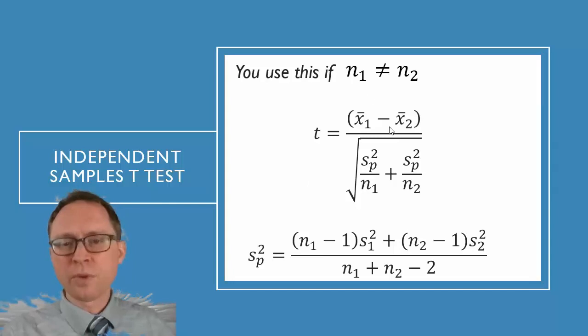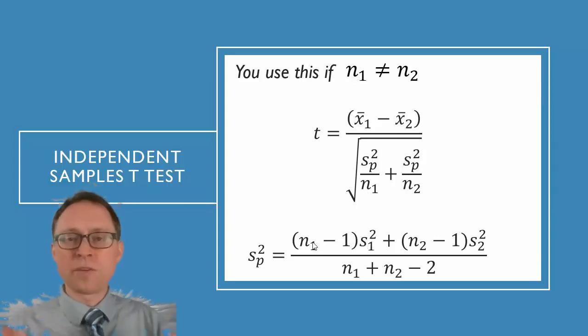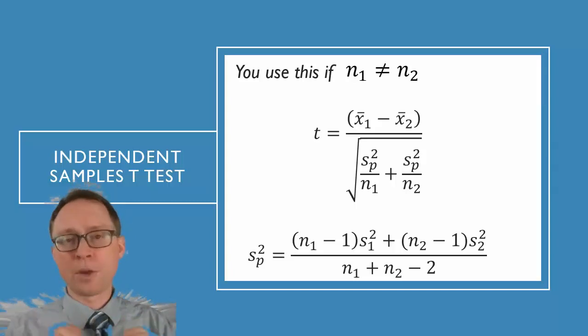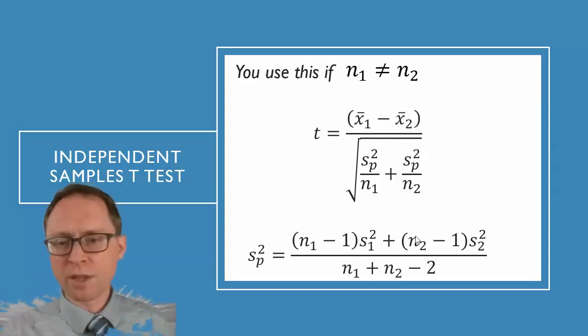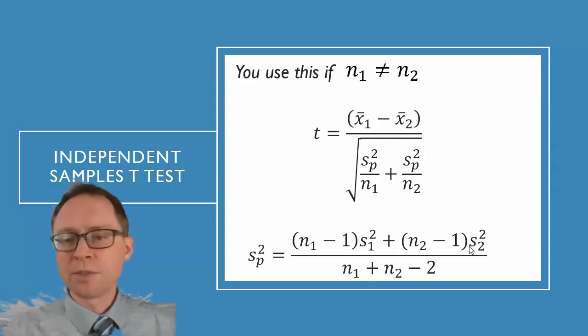So this is what we've got. This is the new formula for t, but we've got to calculate s squared sub p, which is the pooled variance. And to get the pooled variance, we need to go through this formula right here. We're taking n sub 1 minus 1, the number of people in the first group minus 1, times the variance of that group. Now, n sub 1 minus 1, you think of that like the degrees of freedom for that group. So the degrees of freedom times the variance, plus the degrees of freedom times the variance of the other group, which is right here, n sub 2 minus 1 times the variance.